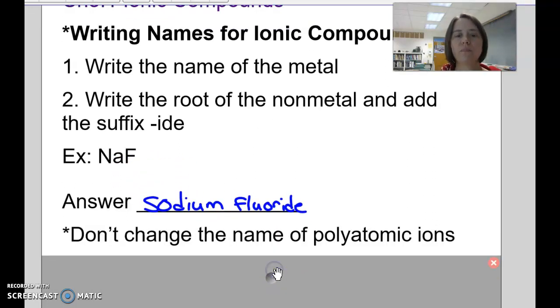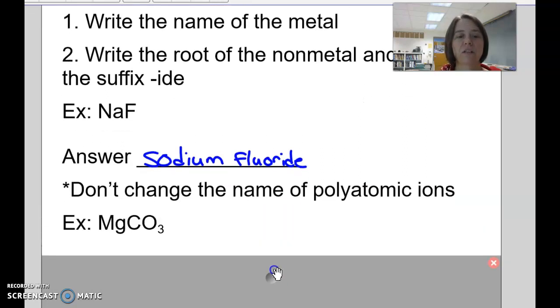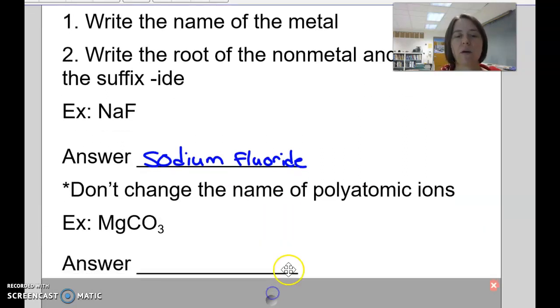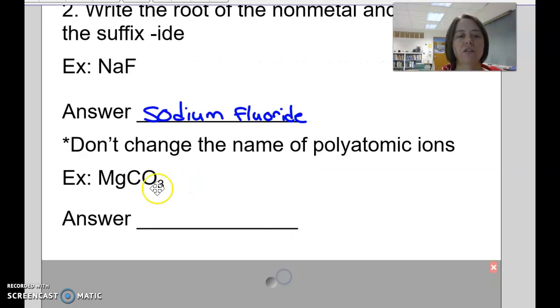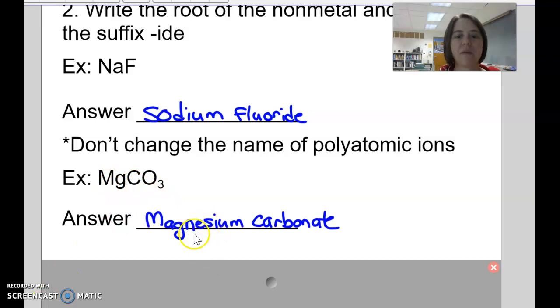What do I do if there's a polyatomic ion? Well, basically nothing. So you don't change the name of the polyatomic ion. So this is magnesium carbonate. It would not be magnesium carbide because that is something totally different. So this is magnesium carbonate. Okay, magnesium carbonate. If there's a polyatomic ion, leave its name as it is.